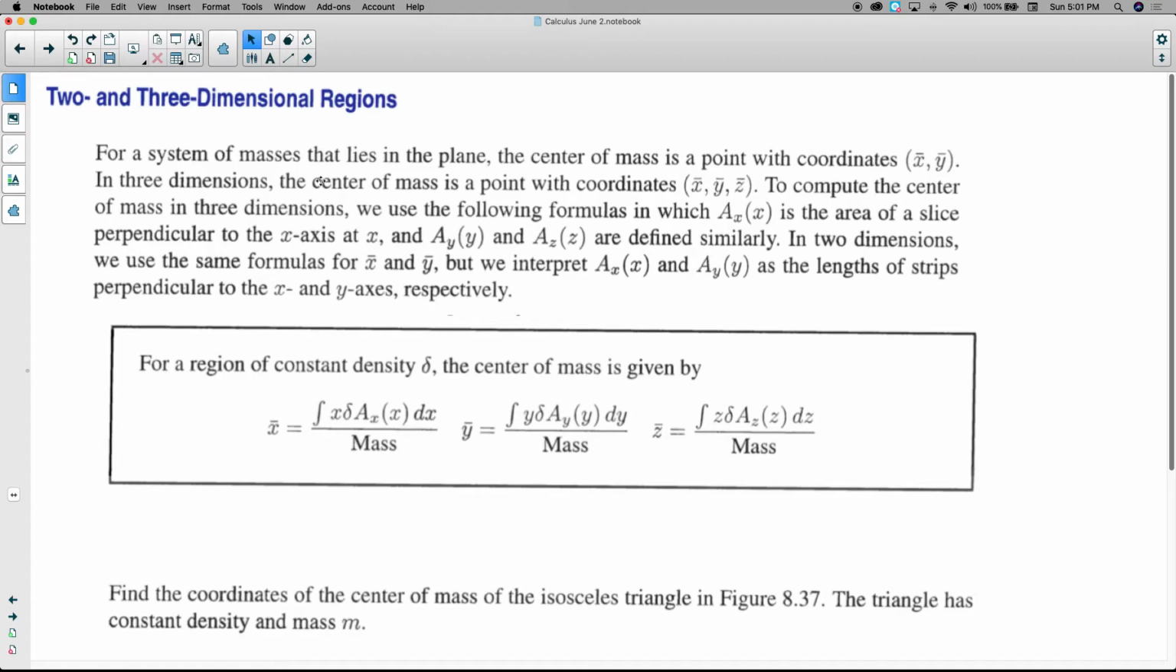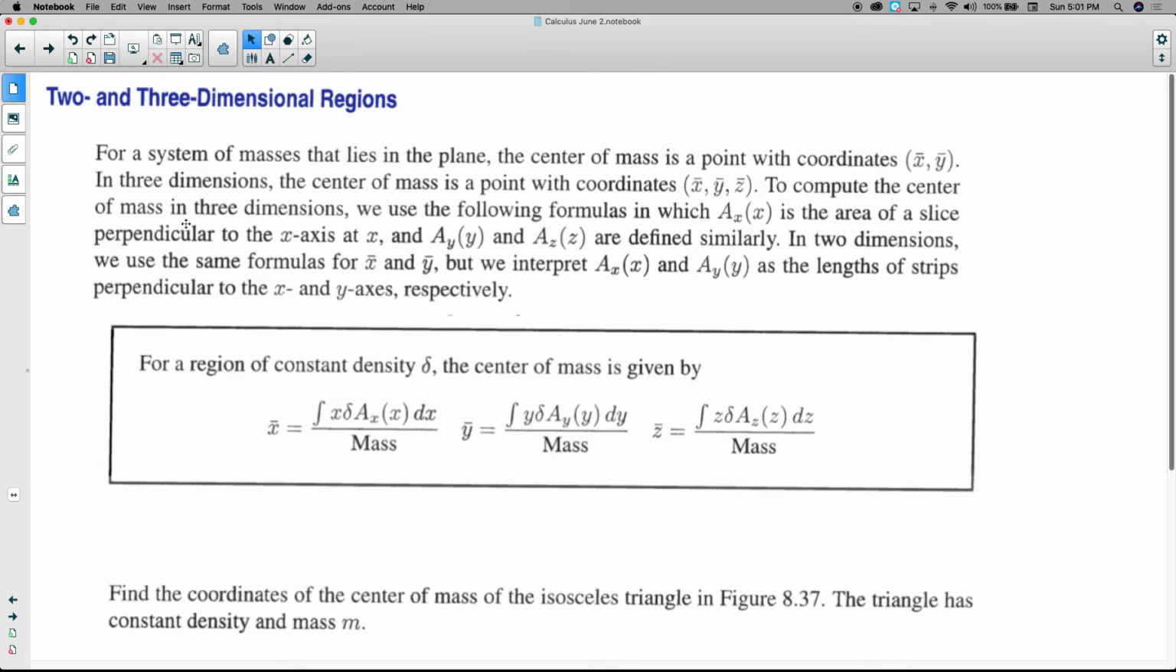For a system of masses that lies in the plane, the center of mass is a point with coordinates x bar, y bar. In 3 dimensions, the center of mass is a point with coordinates x bar, y bar, z bar. Okay, fine. To compute the center of mass in 3 dimensions, we use the following formulas. And then this, I think, is the tricky part, this a sub x, a sub y, a sub z stuff. So let's catch this.